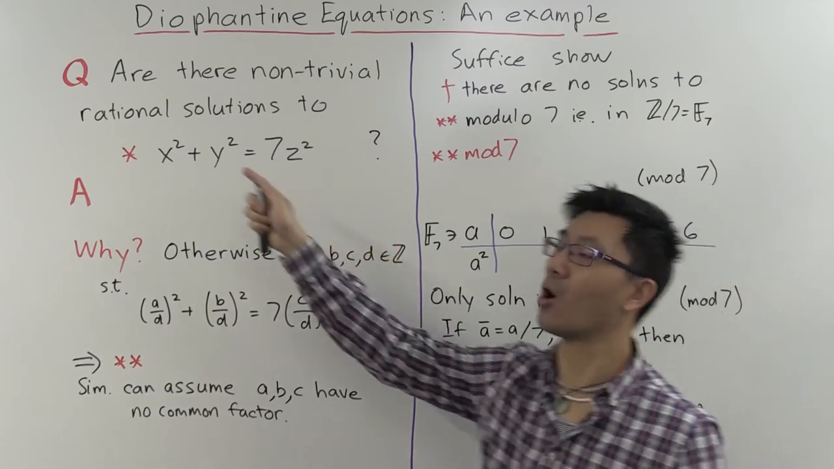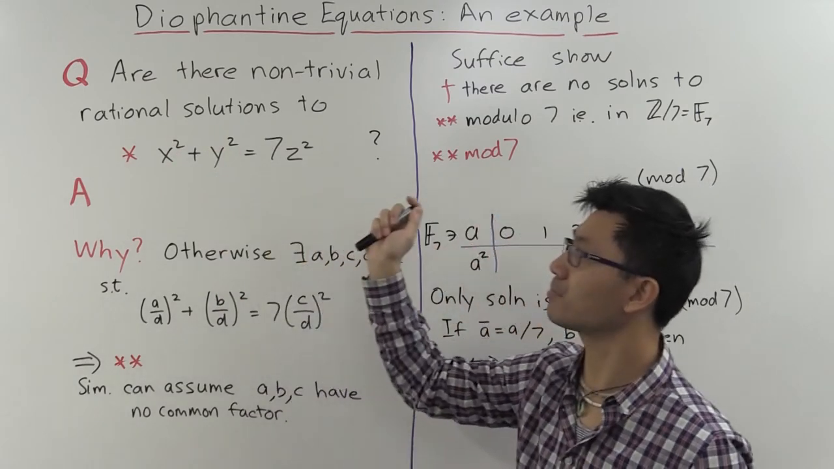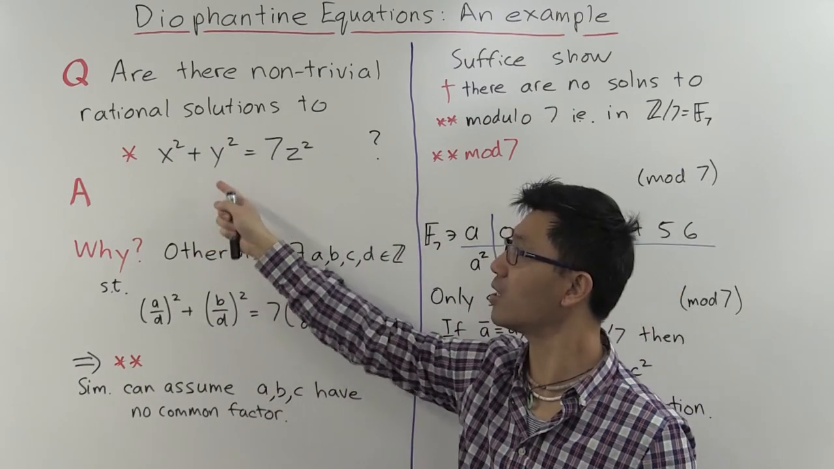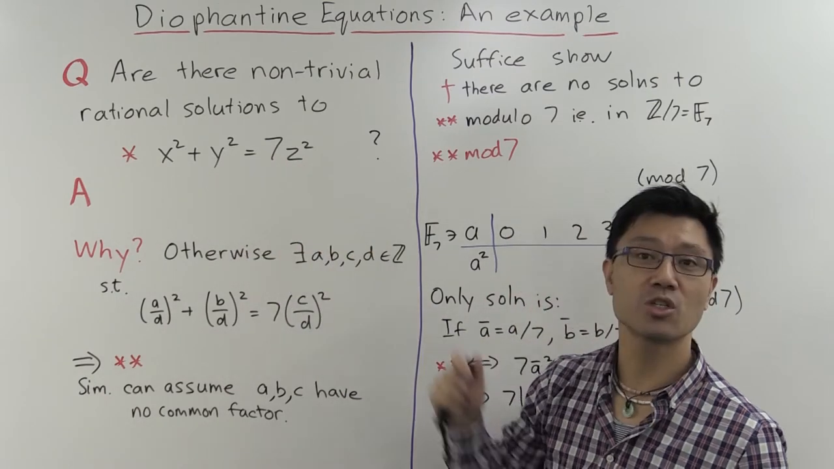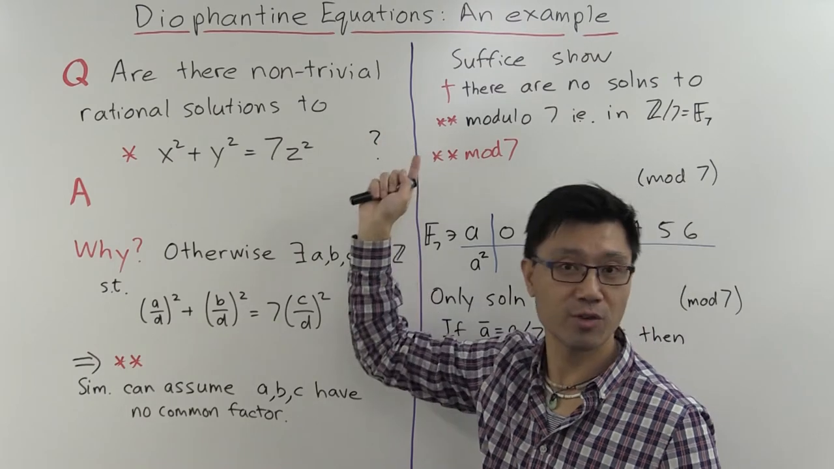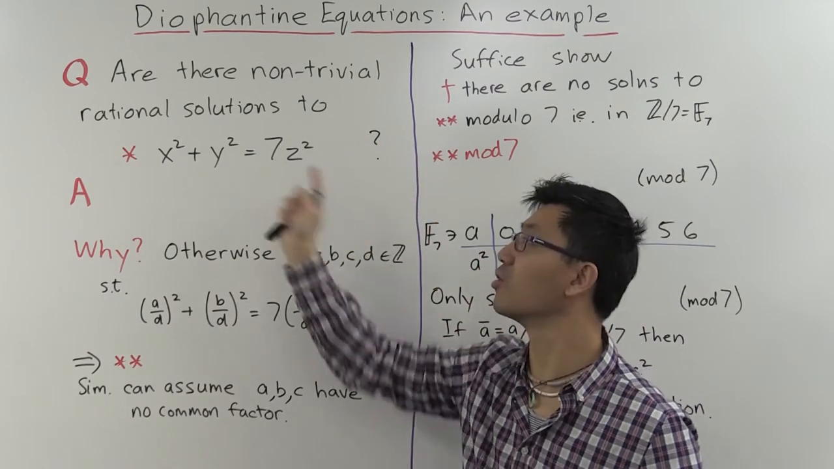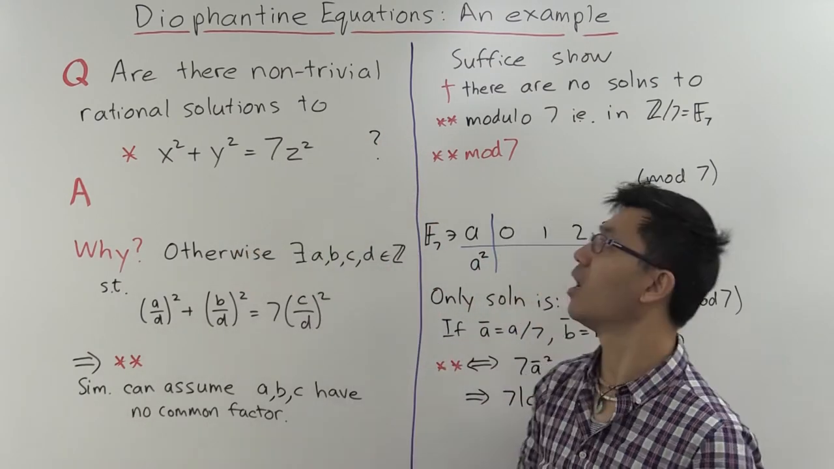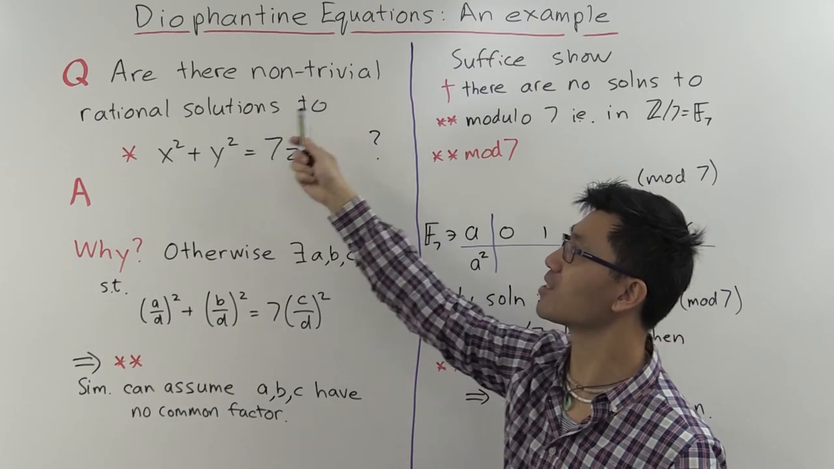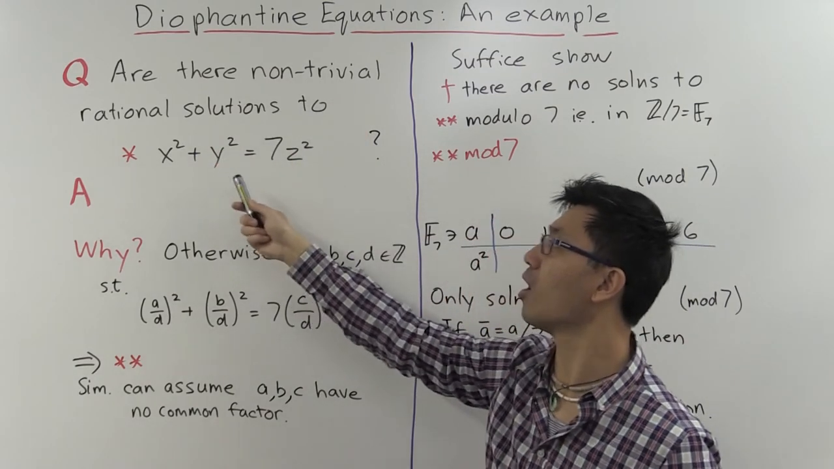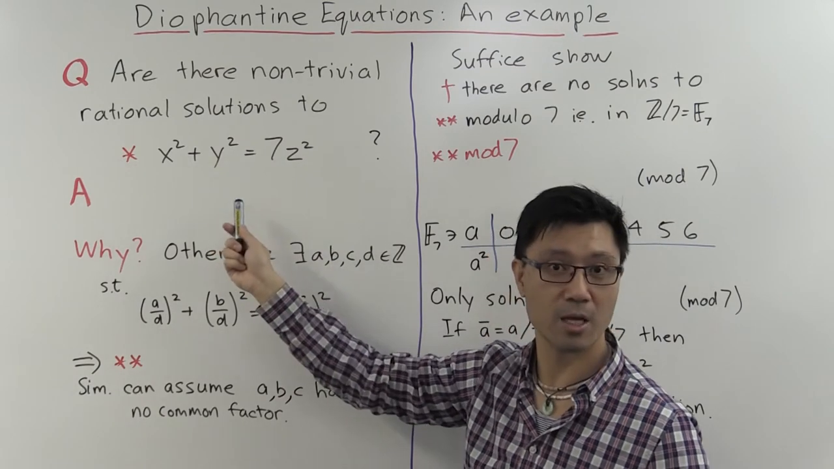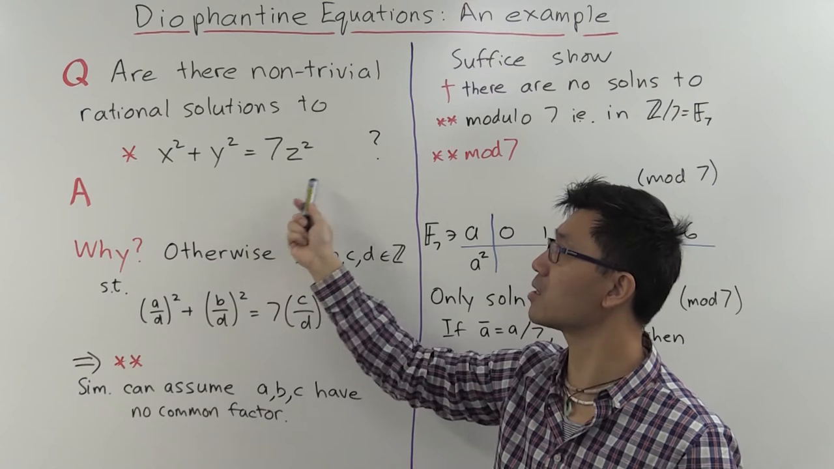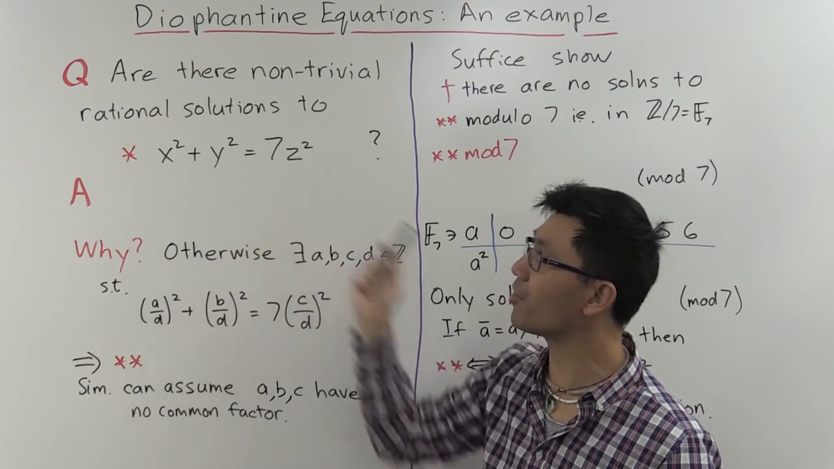So the question I want to pose is fairly simple here. I want to look at the following equation, x squared plus y squared equals 7z squared. And I just want to ask, are there non-trivial rational solutions to this equation? Let me emphasize, rational just means rational numbers inside Q. So we're looking for solutions there as opposed to over the reals or the complexes where you use different methods.